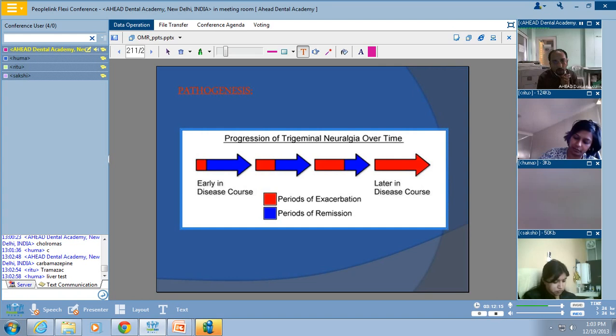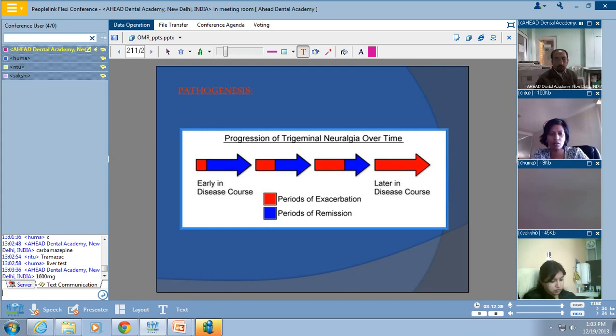So far, the golden drug is still carbamazepine. If a patient responds within 72 hours, he will respond. If he cannot respond within 72 hours, you cannot do it. What is the maximum dosage which can be given for carbamazepine? It is 1600 milligrams. The maximum amount of carbamazepine which can be given is 1600 milligrams.